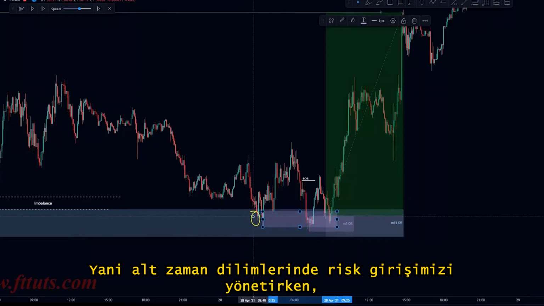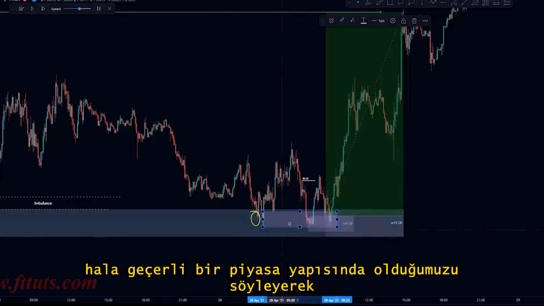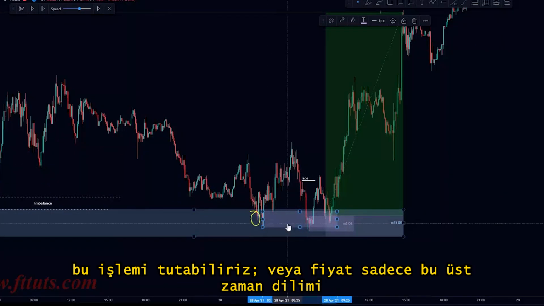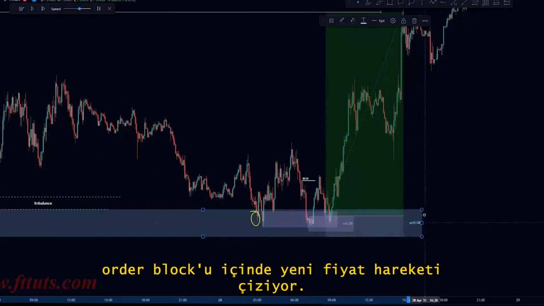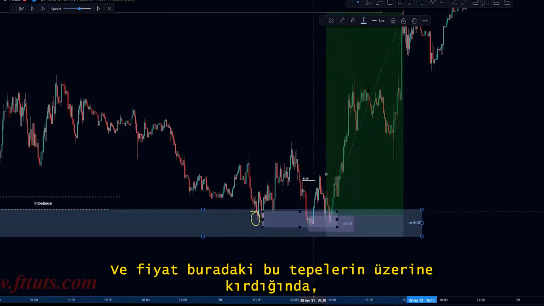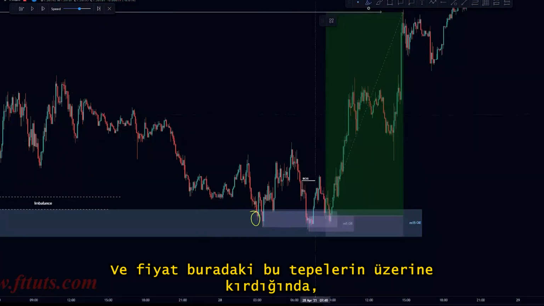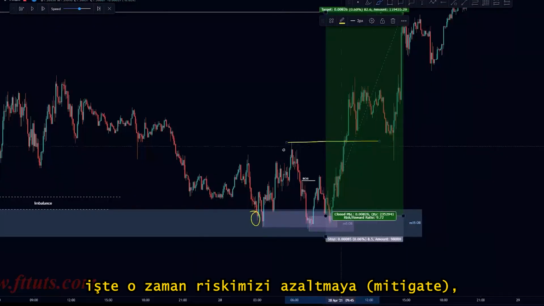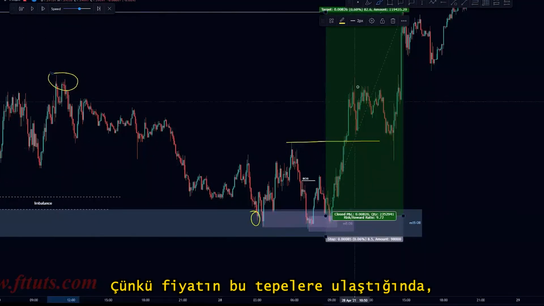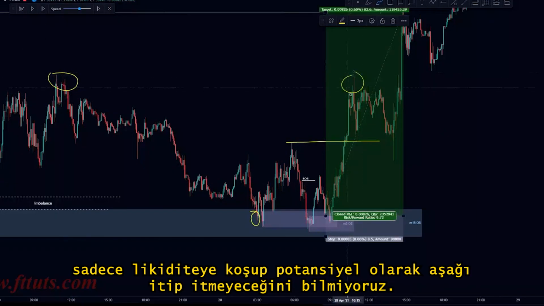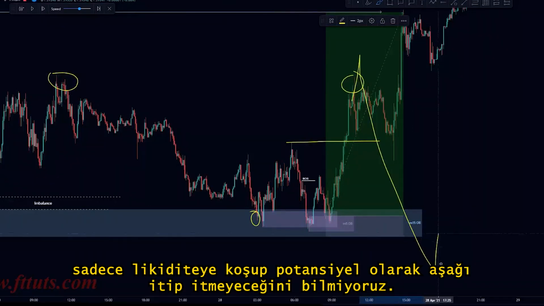So as we manage our risk entry on the lower time frames, we can still hold this trade saying that we're still in a valid market structure, or price is just printing new price action within this higher time frame order block, right? And as price breaks above these highs here, that's when we could look at mitigating our risk, maybe even taking some partial profits along the lines of these highs here, because we don't know if price, once it reaches these highs, if it's just drawing on liquidity and then potentially pushing lower, right?